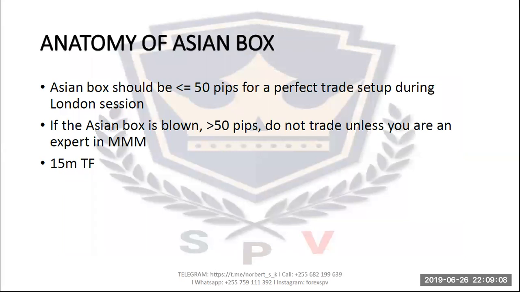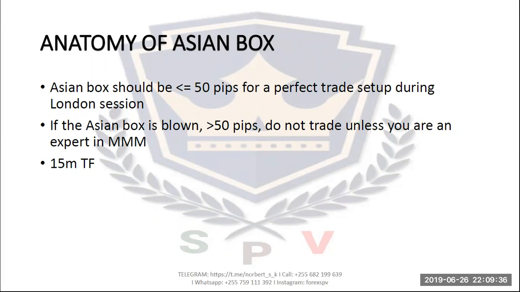So our Asian box, as I talked earlier, should be less than or equal to 50 pips for a perfect trade setup during London session. If you find the Asian box is blown, is greater than 50, do not trade unless you're experienced enough in MMM and you've done more homework, then you would trade that.